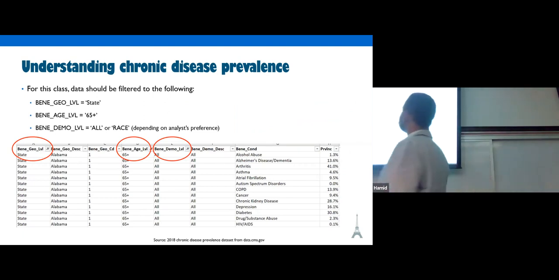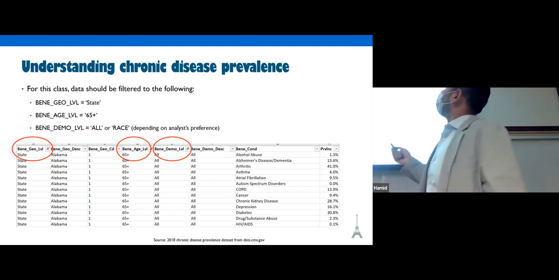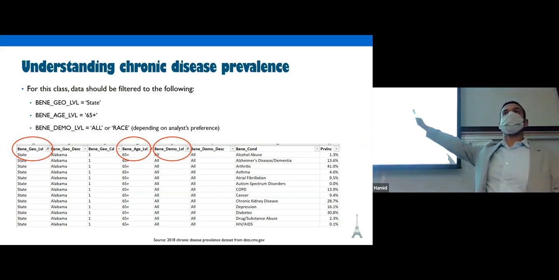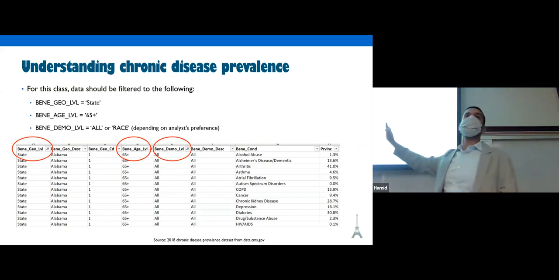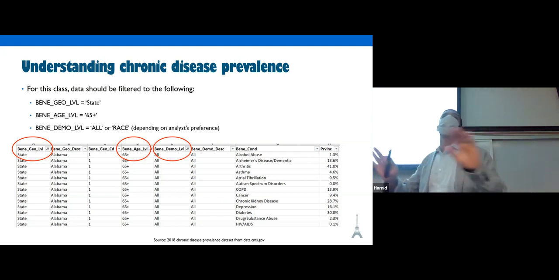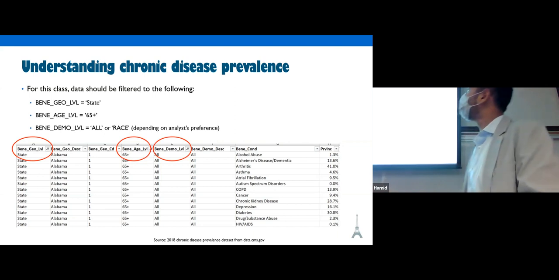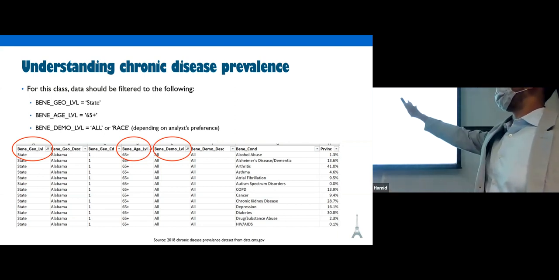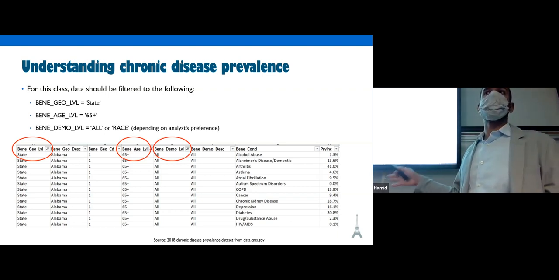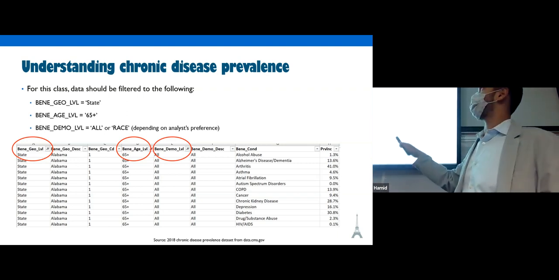For this class, we will be very selective about the data that we use. The data should only be filtered to the following. There's a column called Benny Geo level. It should only be filtered to state, so you want to filter out anything that's not state. I know there are a variety of tools you can use, but for now, just stay in the CSV file. Please filter everything for Benny Geo level state. Benny age level must say 65 plus. In the CMS dataset you get multiple options, but please make sure it's filtered to Benny age level 65 plus.